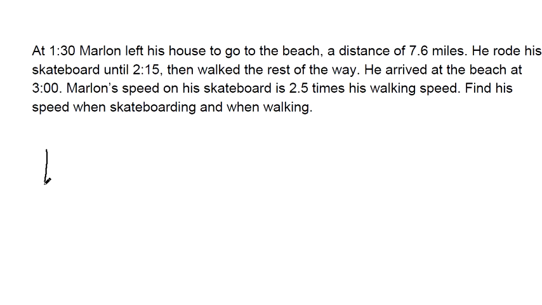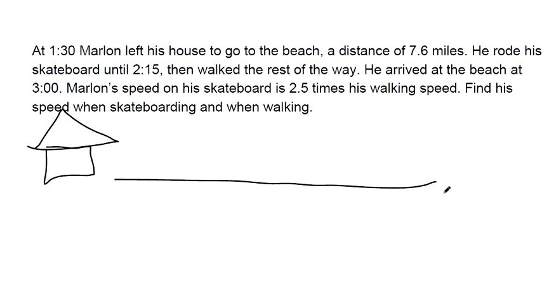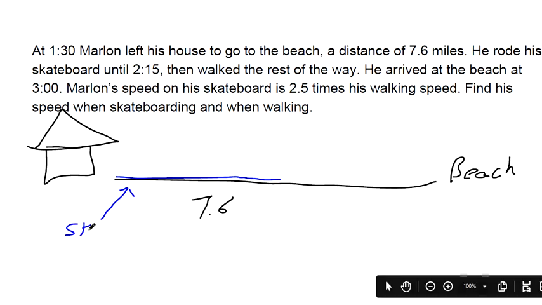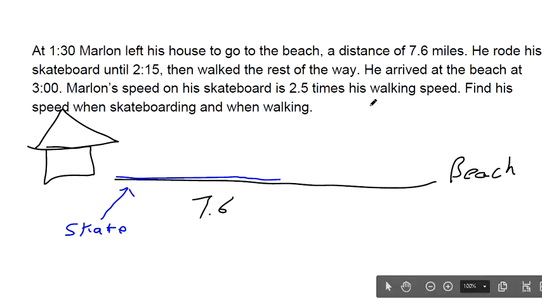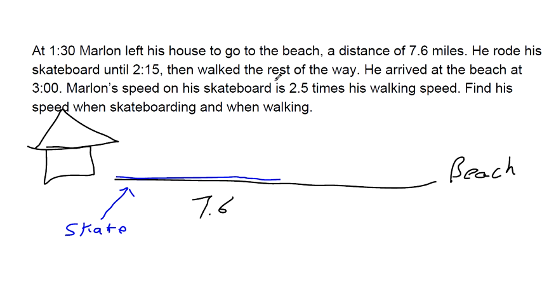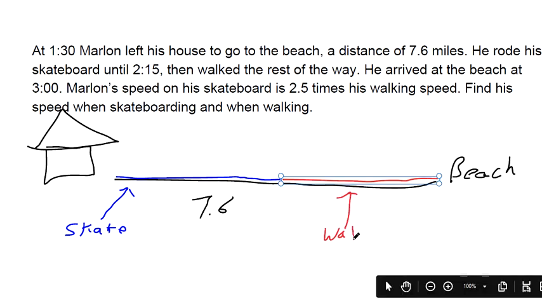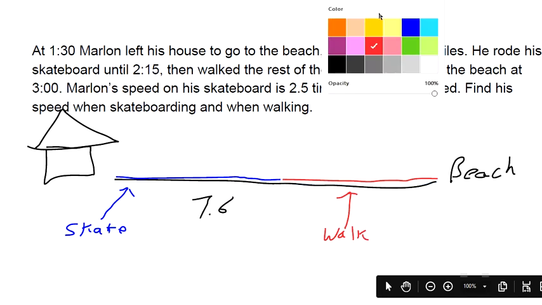Okay, let's start drawing a picture. Here's his house, and then the beach, 7.6 miles. So Marlon leaves at 1:30, rides a skateboard until 2:15. We don't know how far he rode his skateboard, so we'll let this be skateboard distance. And then he walked the rest of the way, so the rest of this distance to the beach is walking.